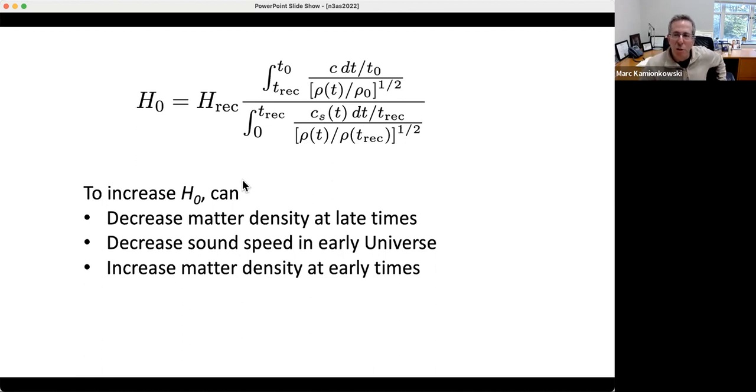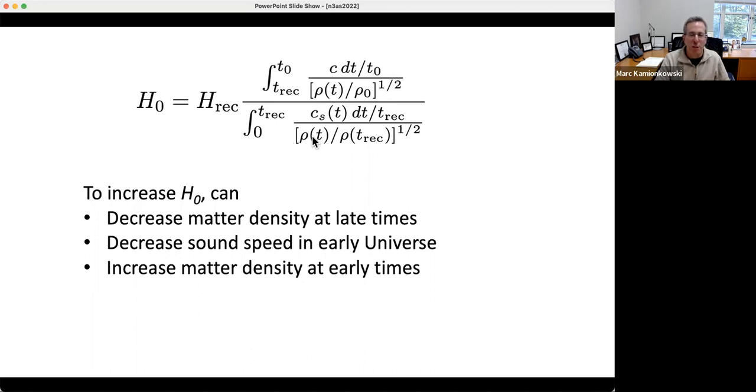So if I want to increase the Hubble parameter that is inferred from the cosmic microwave background, I can either decrease the matter density at late times, which decreases the denominator, which then increases H naught. I can decrease the sound speed in the early universe. I won't talk about that because that turns out to be very difficult to do. Or I can increase the matter density at early times. So I increase this rho of t, then I decrease, wait, what did I do there?